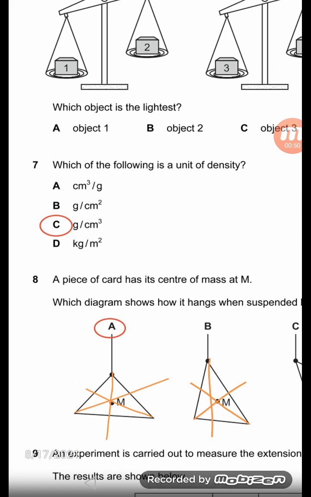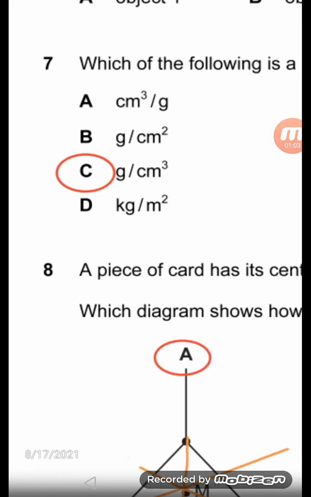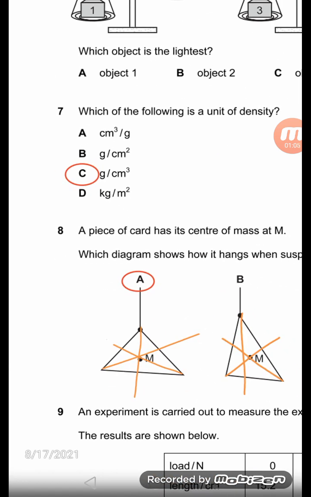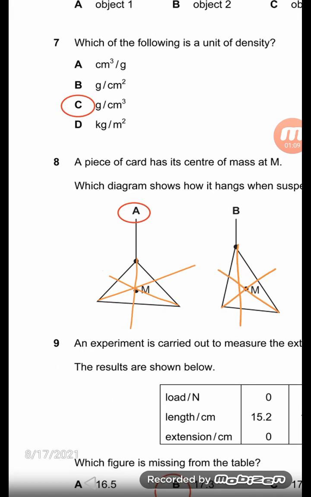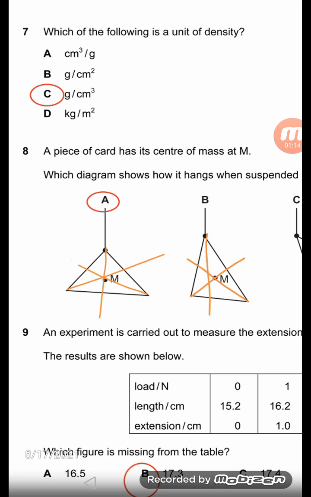Which of the following units is a density? Density is equal to mass by volume. Mass will be in kg or gram, and volume will be in centimeter cube or meter cube. So here C is the correct one, gram by centimeter cube.